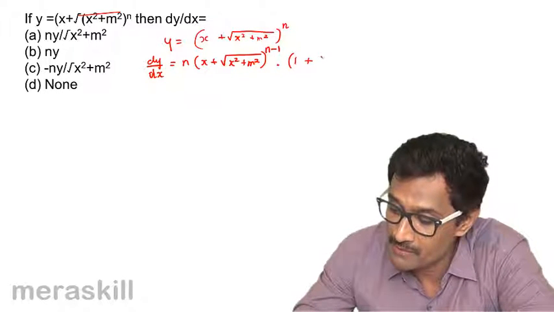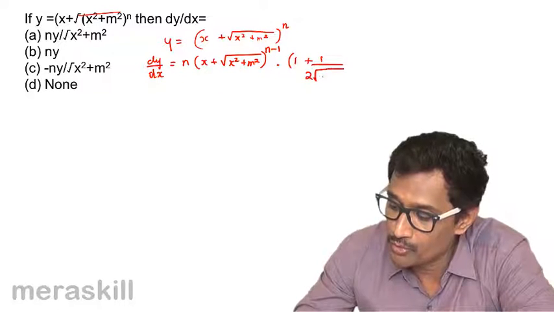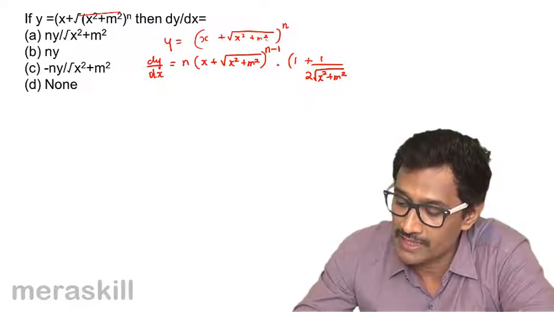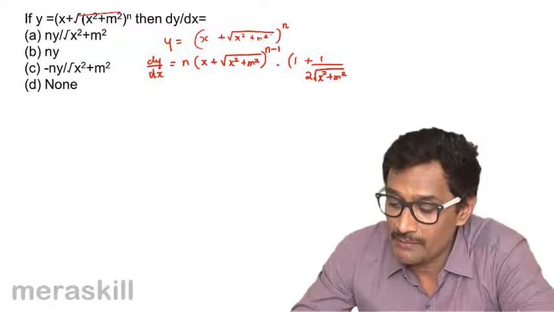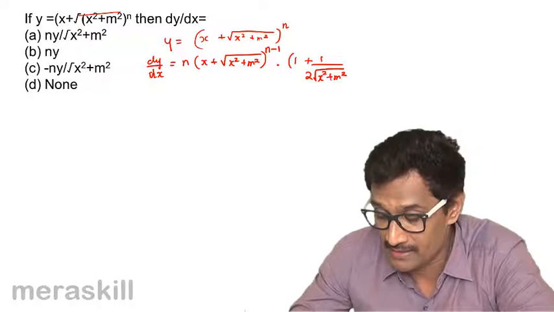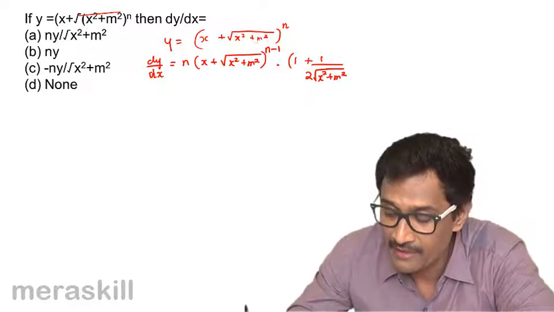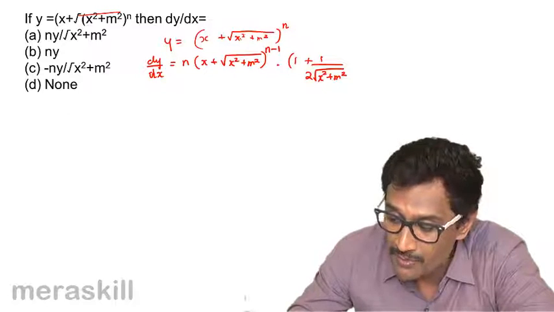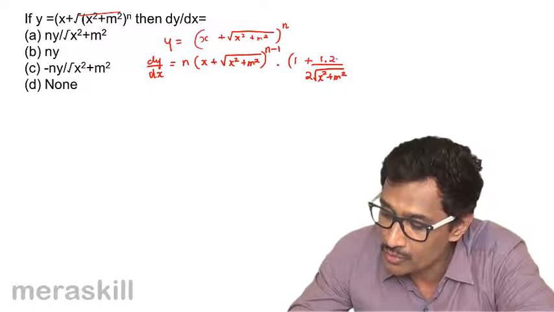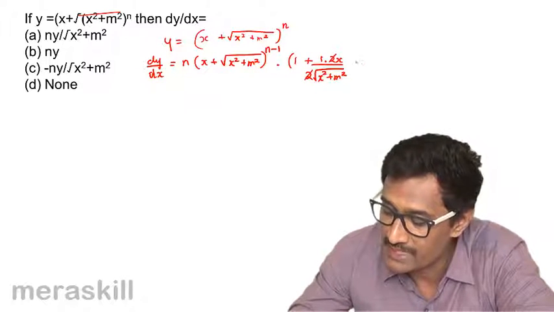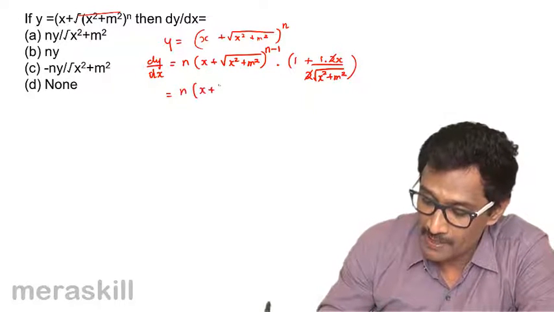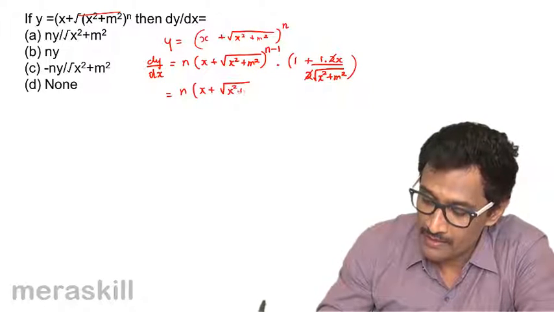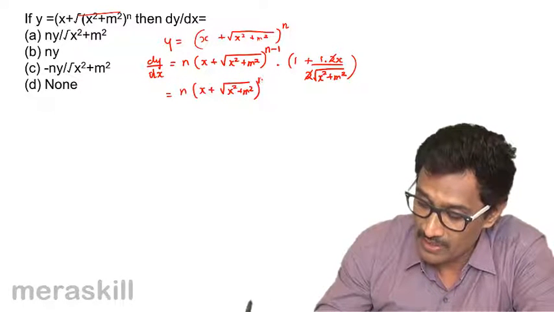So it's going to be, if you remember, 1 upon 2 root x square plus m square, because this is x square plus m square raised to half. So it's going to be half x square plus m square raised to half minus 1. Now we have to go still inside. Derivative of x square plus m square is 2x. So 2 gets cancelled. Now let's see what this will be. This will be n into x plus root x square plus m square raised to n minus 1.